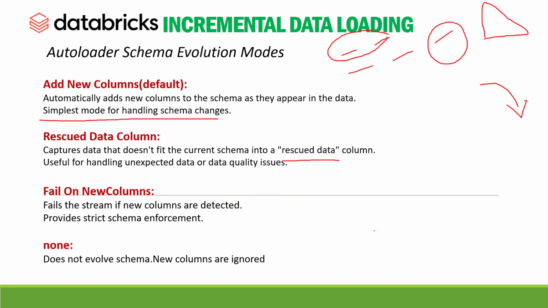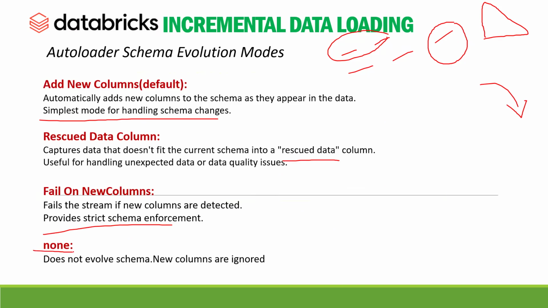Maybe things are a little confusing here, but as you see the demo, you will get more clarification. Then we have one more option, fail on new columns. In this case, as soon as it detects the new schema, the entire pipeline is going to fail. So here we are enforcing strict schema.